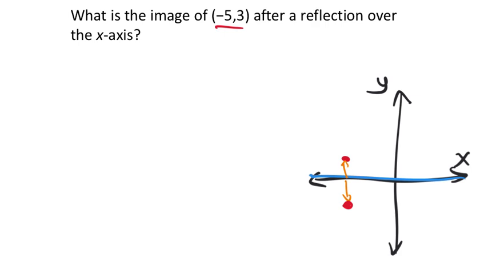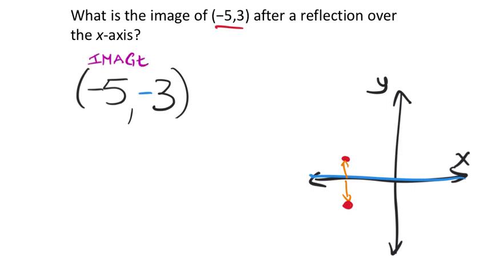So what's going to happen here? Well, what you may notice about this graph is that the x value on the x-axis does not change for the ordered pair. So in my image ordered pair, I would keep the x the same as negative 5. Then what happened to the y value? Well, it used to be up from the x-axis, but now it is down. So while it used to be 3, now after its reflection, it would be negative 3. And this would represent the image point of the pre-image point, negative 5,3.